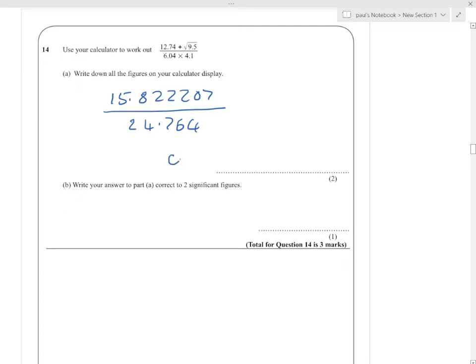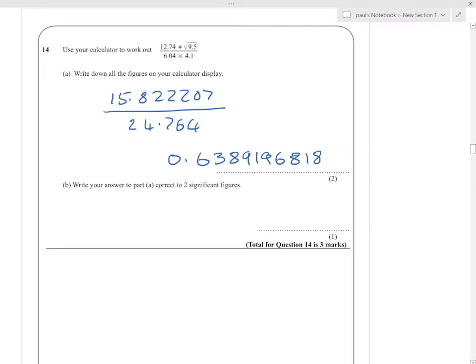Write down everything. 0.6389196818. Now, I'm sure you can do all that in one go, but I'm not so hot on the calculator when doing things like that. So there you go. So there's all the numbers.